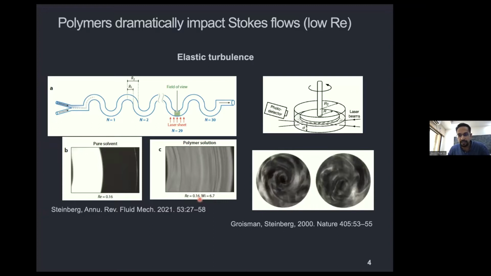There are also earlier experiments than this done in a rotating Couette geometry. And this was in fact, I think, one of the first papers that showed this.